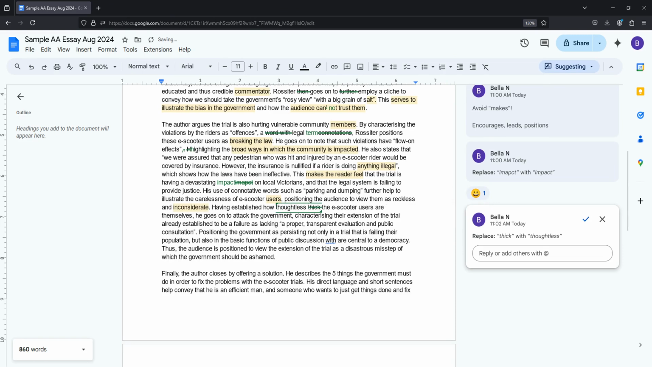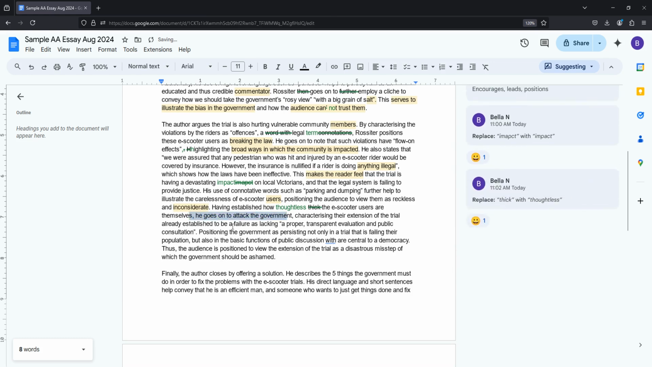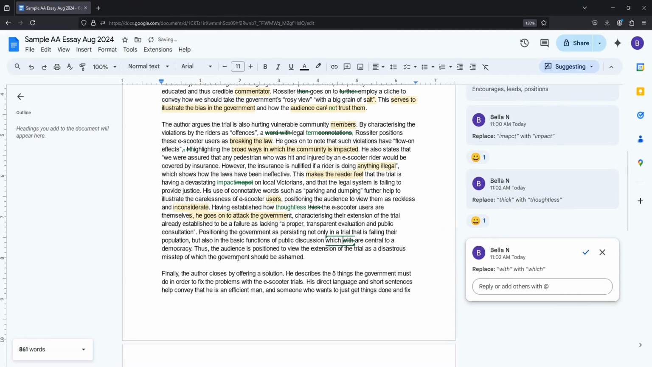He goes on to attack the government. Okay, really good transition here. Characterizing their extension of the trial, already established to be a failure, as lacking proper consultation. Yep, that sounds good. Positioning the government as persisting not only in a trial that is failing their population, but also in the basic functions of public discussion, which are central to a democracy.